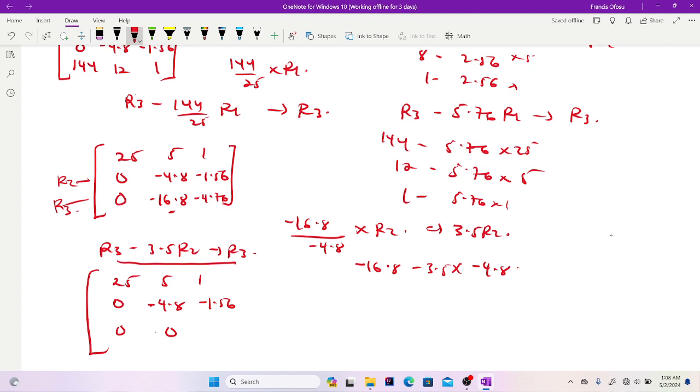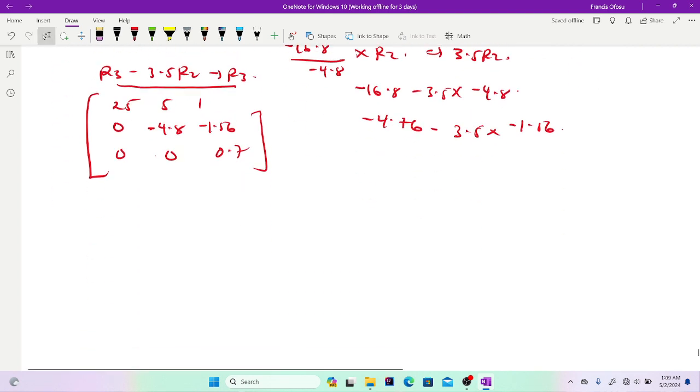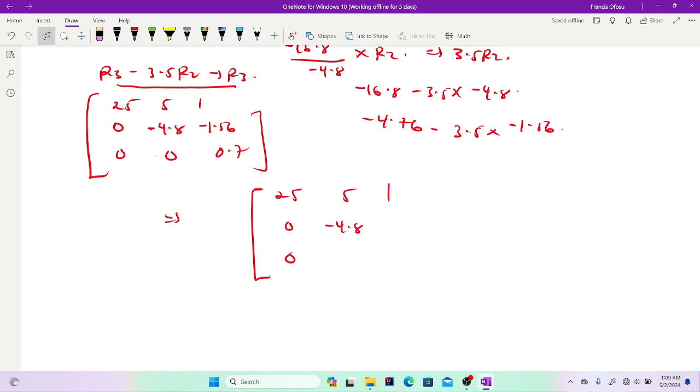So this side becomes negative 4.76 minus 3.5 times what? This one, not 1, because this is now a new pivot row. So negative 1.56. So you simply do this: negative 4.76 becomes plus 3.5 times 1.56, right? And that is giving us 0.7, simply 0.7. So at this point, we are done with our forward elimination. Our final matrix is 25, 5, 1; 0, negative 4.8, negative 1.56; 0, 0, 0.7.